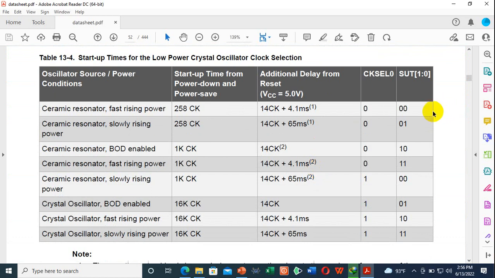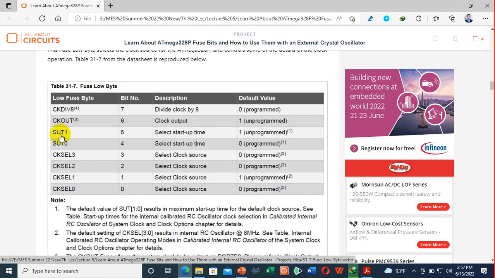These are the clock start-up time selection bits. There are two bits, and these bit sequences give you the required startup time from power-down and power-save. And what are the 2 bits? Look over here: startup bit 1 and startup bit 0. Depending on the combination, 1 0 gives you the maximum.